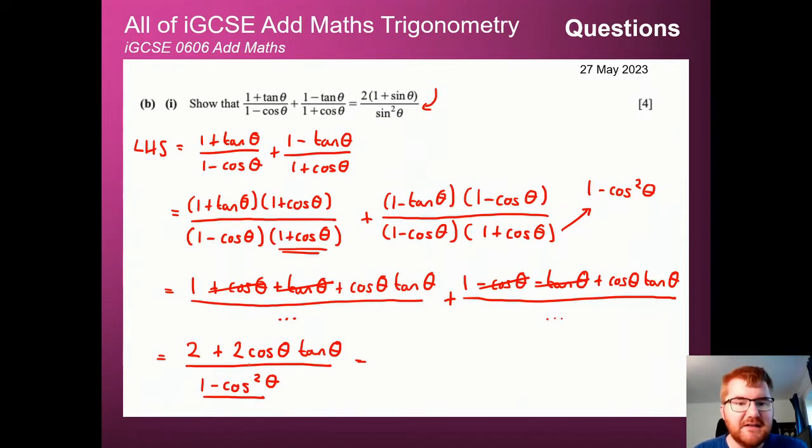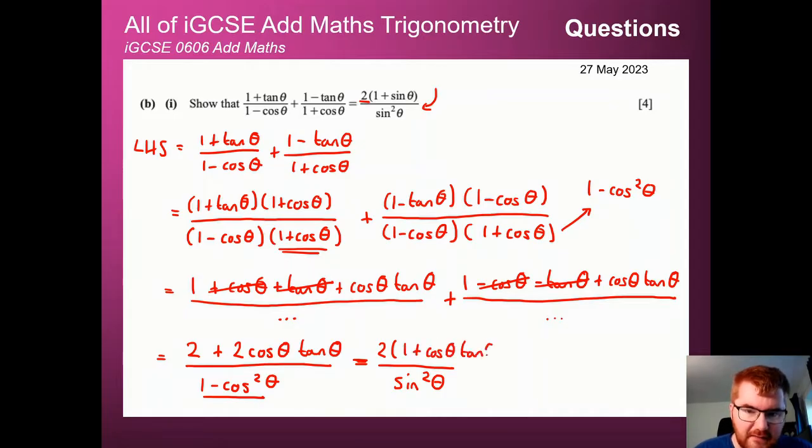So if I go back to this, I can just remove the bottom and just change it to sine squared theta directly. So we're making progress in terms of the show that question. And now at this point, we can take a factor of 2 out. Notice there's a factor of 2 here. So we get 2 brackets 1 plus cos theta, tan theta. And so we're almost there. You can almost smell that the answer is there.